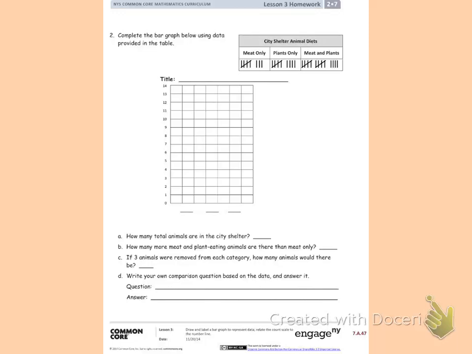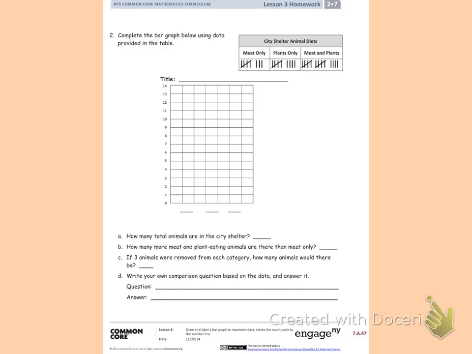Module 7, Lesson 3's objective is to draw and label a bar graph to represent data and to relate the count scale to the number line. Item 2. Complete the bar graph below using data provided in the table.